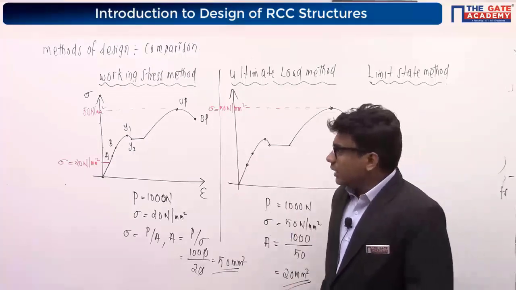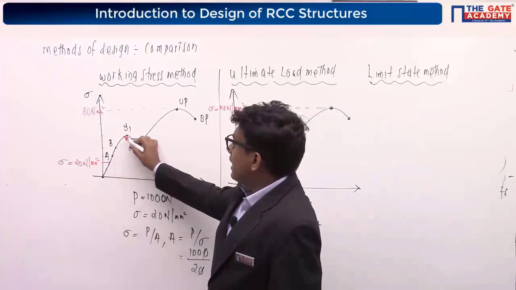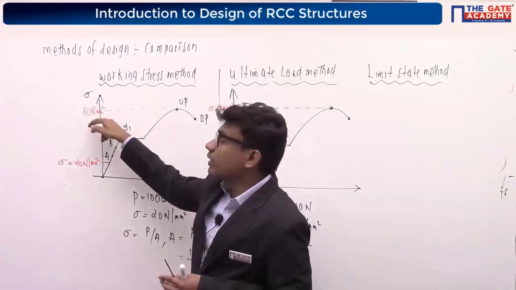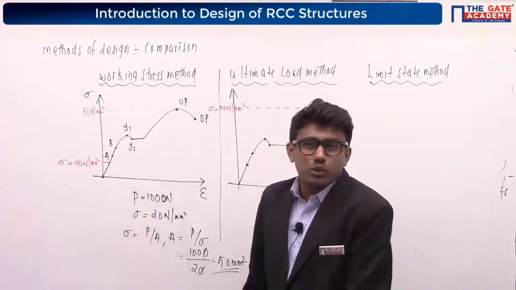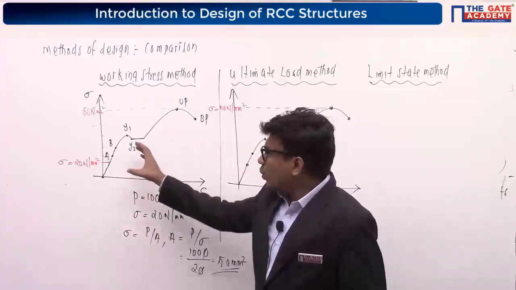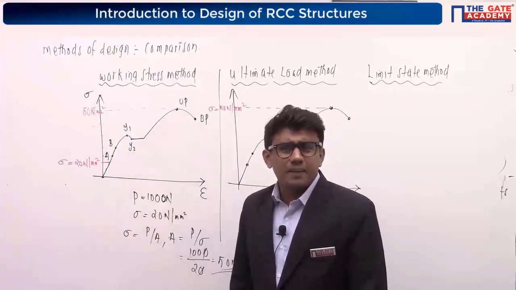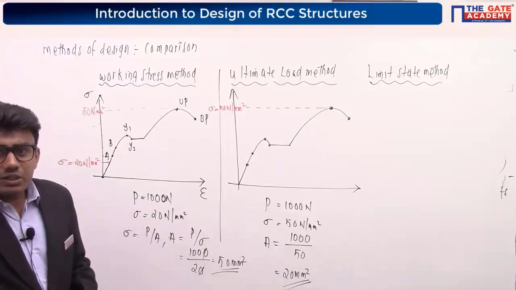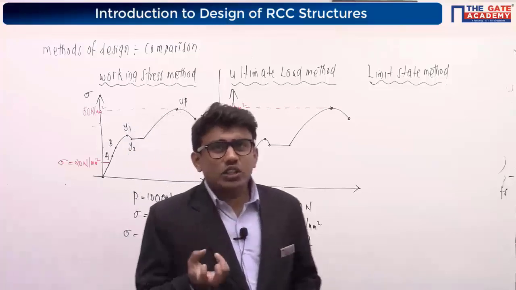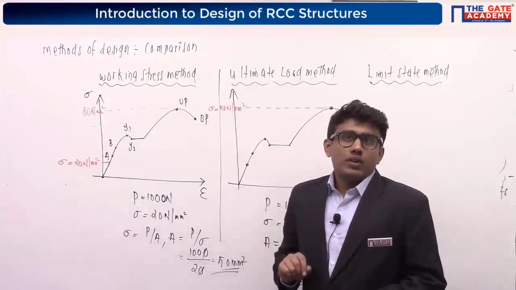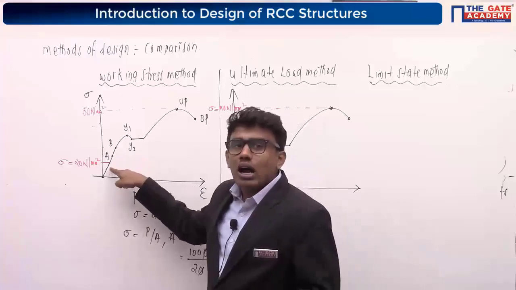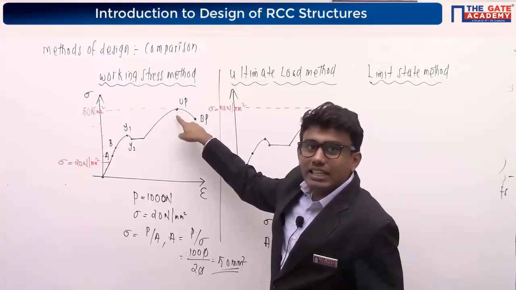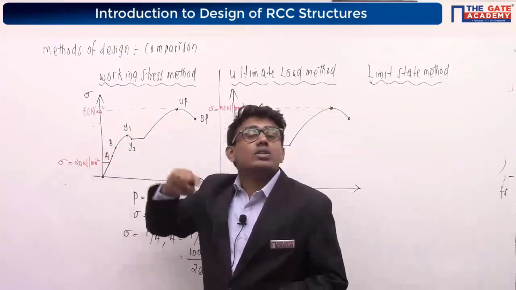In working stress method, the material can carry a maximum of 50 Newton per mm square at the ultimate point. But for the design, am I using the entire strength of the material? Answer me please. As per working stress method, am I using the entire strength of the material? No, we are not using. We are using a strength value which is well below our elastic point. The stress the material can carry is around 50, but I am using only 20 Newton per mm square.